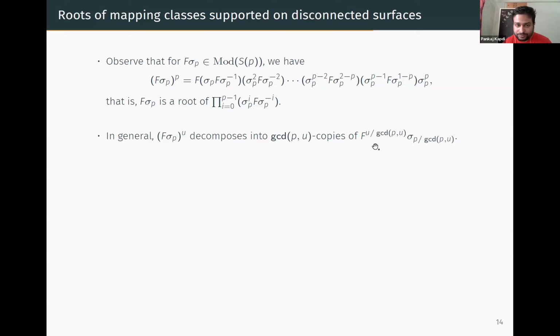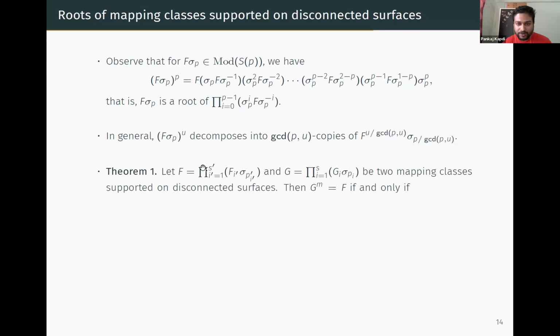So basically what is happening is that you can construct roots of such maps supported on disconnected surfaces by combining the orbits, right? Since while taking powers the orbits get decomposed, if you want to construct roots, you can combine the orbits while simultaneously taking individual roots. This f is a root of f to the power u over GCD of p comma u.